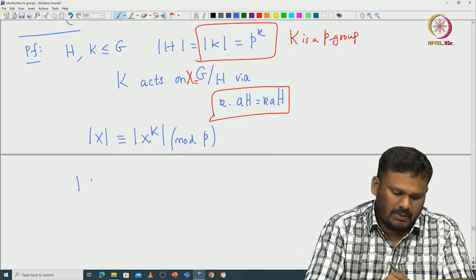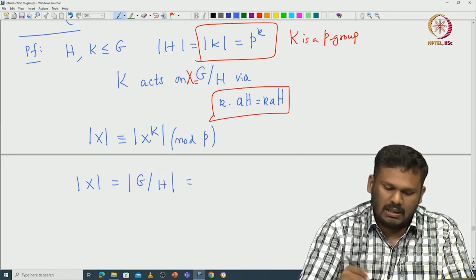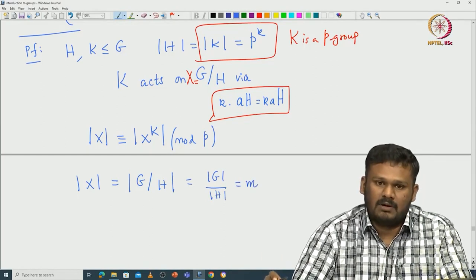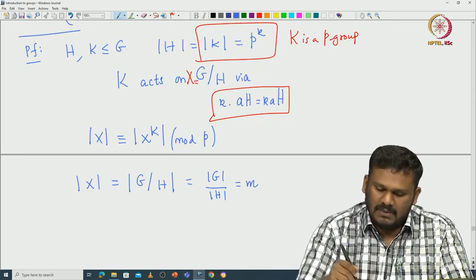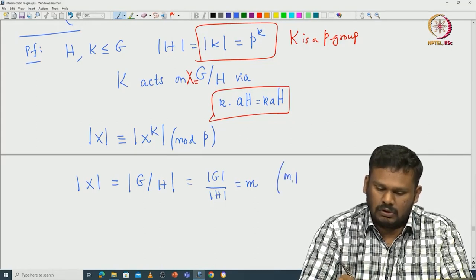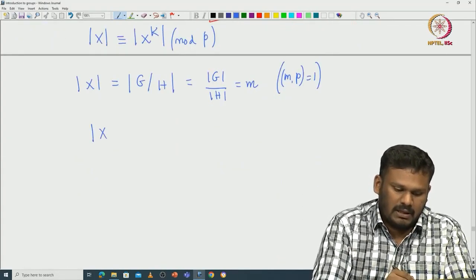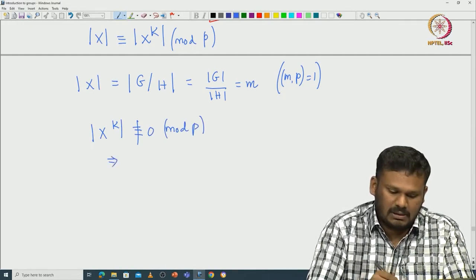Now note what the cardinality of X is in this case. The cardinality of X is nothing but the cardinality of G modulo H. If you just work it out, it is the cardinality of G divided by the cardinality of H, which is exactly equal to M, because the cardinality of G is P power K times M, divided by P power K, is going to be M. But M is not divisible by P, so M and P are relatively prime. That means the cardinality of X power K will never be 0 modulo P. That implies the cardinality of X power K is at least 1.